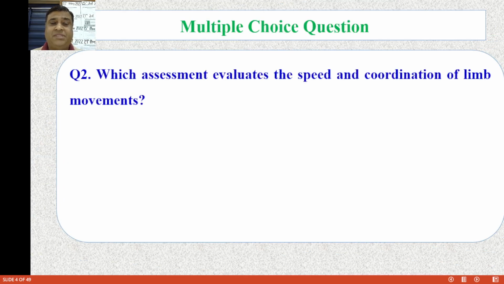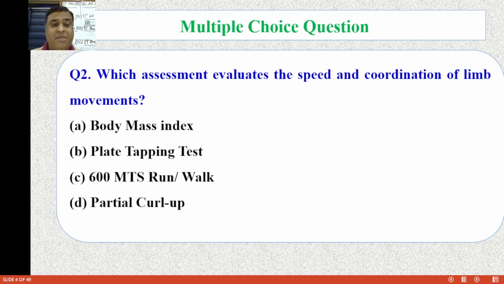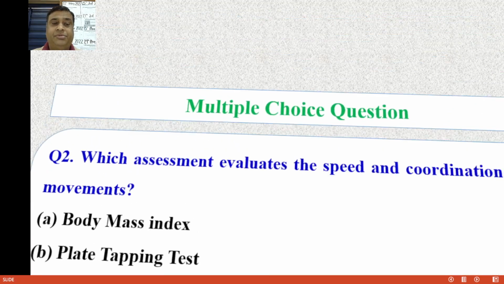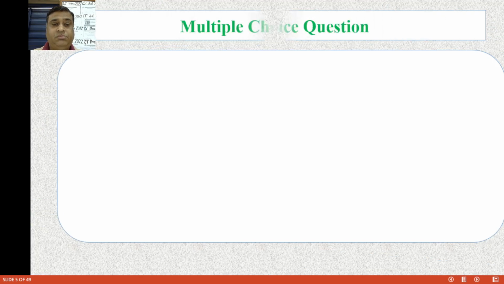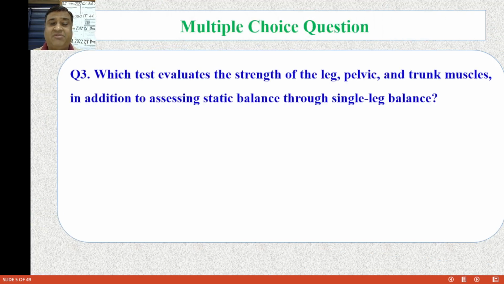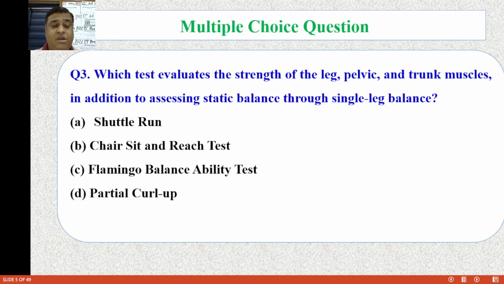Question number 2: Which assessment evaluates the speed coordination of limb movements? The first option is body mass index, plate tapping test, 600 meter run and walk, and last, partial curl-up. Now the answer is plate tapping test. Question number 3: Which test evaluates the strength of the leg, pelvic and trunk muscles in addition to assessing the static balance through single leg balance? The options are shuttle run, chair sit and reach test, flamingo balance ability test, and D, partial curl-ups. Now the answer is C, flamingo balance ability test.